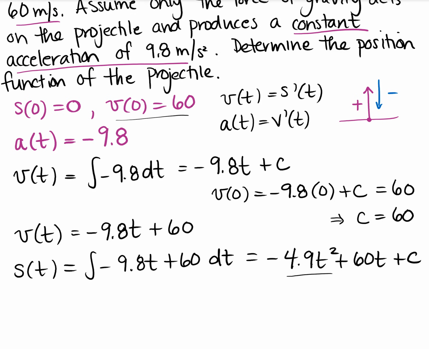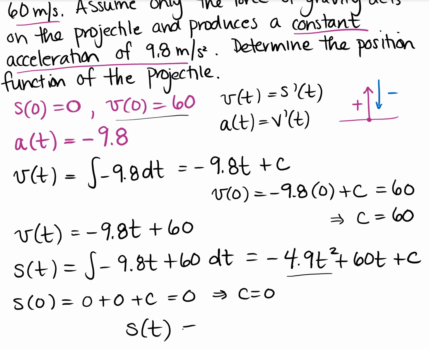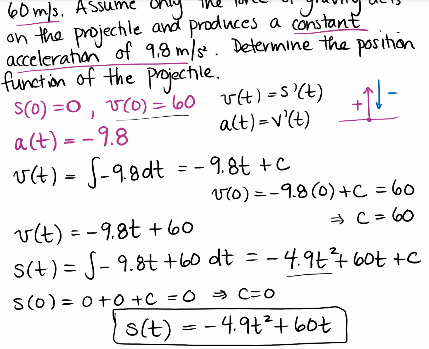So you may have seen this in like a physics class or something. Again, if we do s of 0, sure enough, all the zeros cancel out. And because we had an initial height of 0, that means my c is 0. So what's my final answer, you guys? Finally, s of t equals negative 4.9 t squared plus 60 t. And we're done. Look at that. That's great. Okay. Pretty easy.